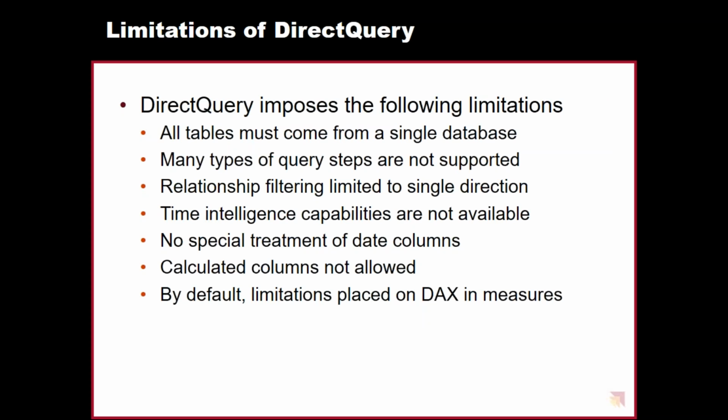Note that DirectQuery mode imposes limitations. All tables have to come from a single database. Many types of query steps aren't supported. Something such as converting a type is not supported. Relationship filtering only goes in one direction. Many of the time intelligence capabilities are not available because you can't create a calendar table with DAX. If you had a calendar table in the database you were pulling things from, you can work with that and get some time intelligence. No special treatment for date columns, so it doesn't give you things like the built-in date hierarchy. No calculated columns, and limitations placed on DAX measures.